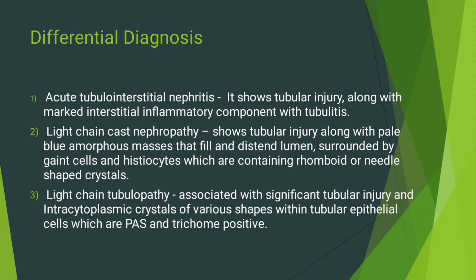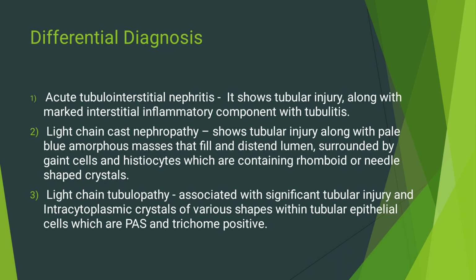Differential diagnosis. Acute tubulointerstitial nephritis, light chain cast nephropathy, light chain tubulopathy. Acute tubulointerstitial nephritis shows tubular injury along with marked interstitial inflammatory component with tubulitis. Light chain cast nephropathy shows tubular injury along with pale blue amorphous masses that fill and distend the lumen surrounded by giant cells and histiocytes which are containing rhomboid or needle-shaped crystals. Those are the crystals of light chain casts.